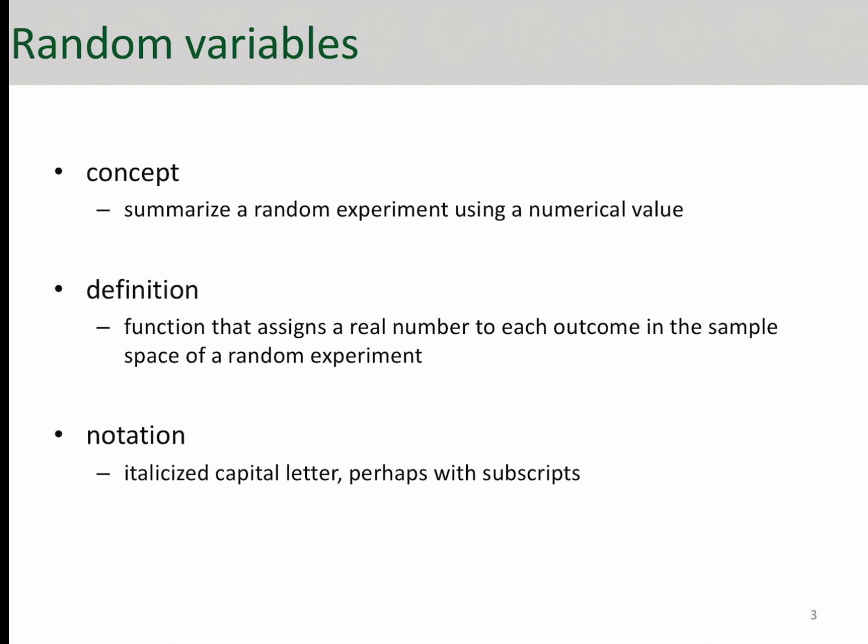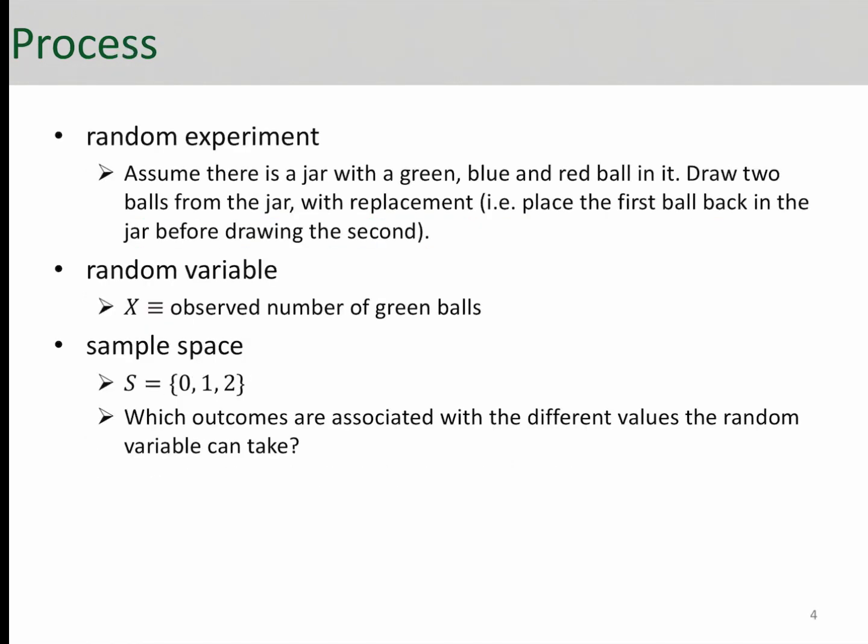Random variables. What they do is they summarize a random experiment for us using numerical values. So what exactly they do is they assign a real number to each outcome in the sample space of a random experiment. You can take this random experiment, for example. Assume that there is a jar with a green, blue, and red ball in it, and we're drawing two balls from the jar with replacement, basically placing the first ball back in the jar before drawing the second.